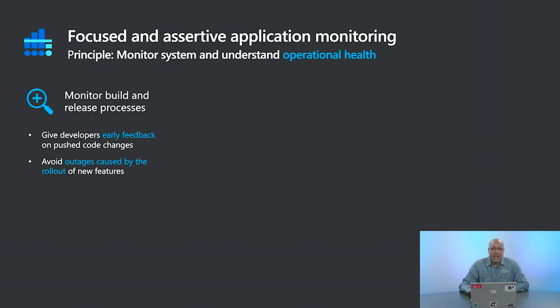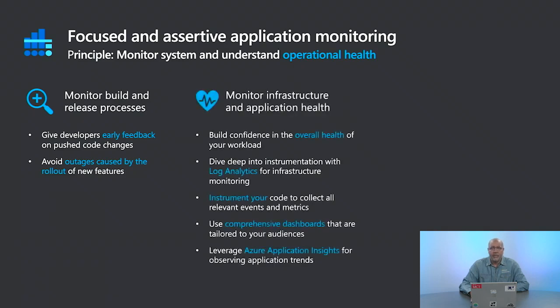Let's continue delving into the main points on operational excellence, focused and assertive monitoring. Implement systems and processes to monitor build and release processes, infrastructure health, and application health. Telemetry is critical to this process of understanding the health of a workload and whether the service is meeting the business goals.